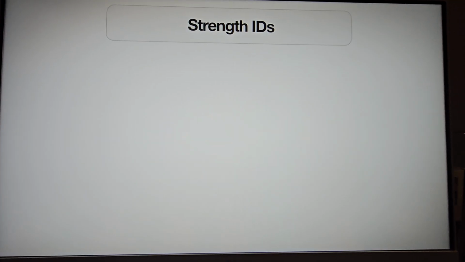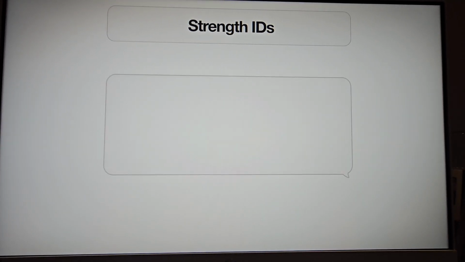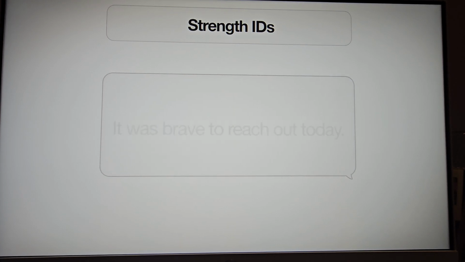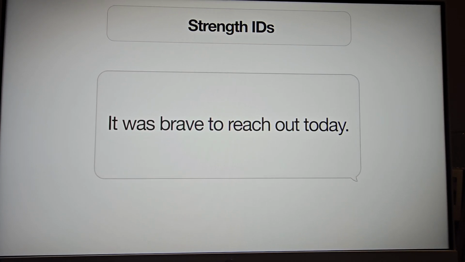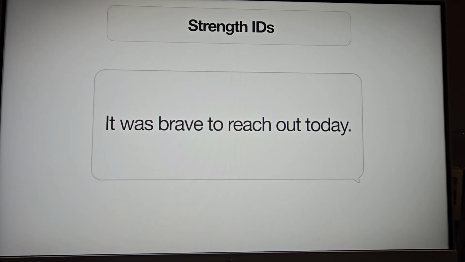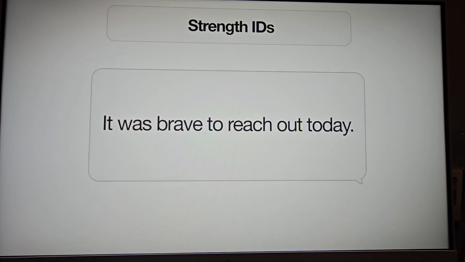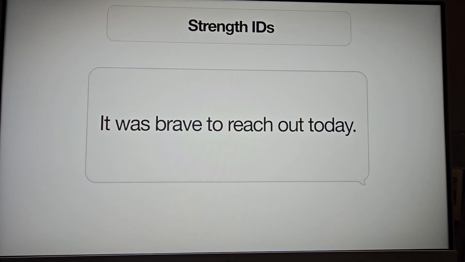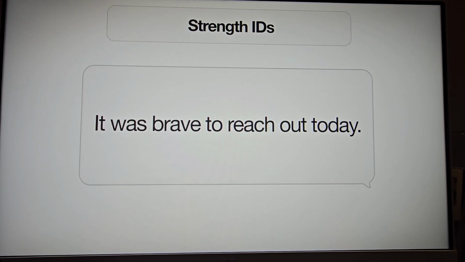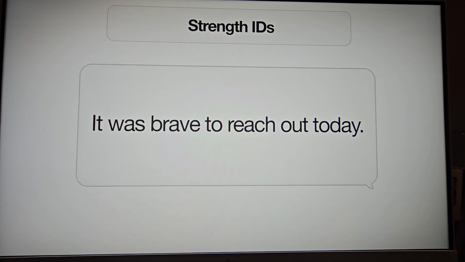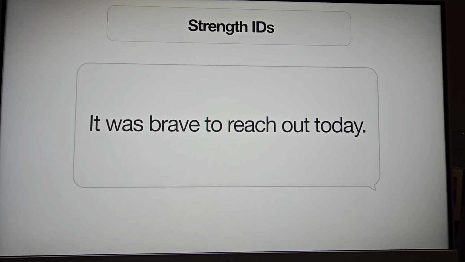The fifth technique is using strength identifications, also known as strength IDs. Strength IDs are words that describe a texter's inherent positive qualities based on information they shared. For example, brave is the strength ID in the message, "It was brave to reach out today." How do we know they're brave? Because it takes courage to get support.